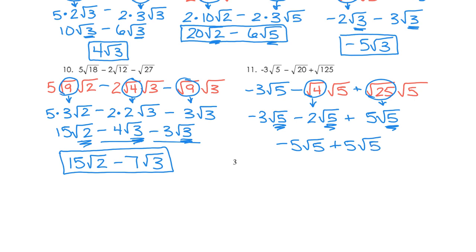And so negative 5 square root of 5 plus 5 square root of 5 is actually 0 square root of 5. And 0 square root of 5 is the same thing as 0. And that one is finished. All right. Be careful on that one. Don't say 1 square root of 5, because 1 square root of 5 is square root of 5, which is not the same thing as 0.